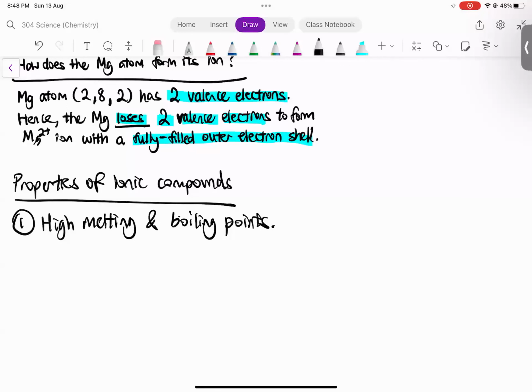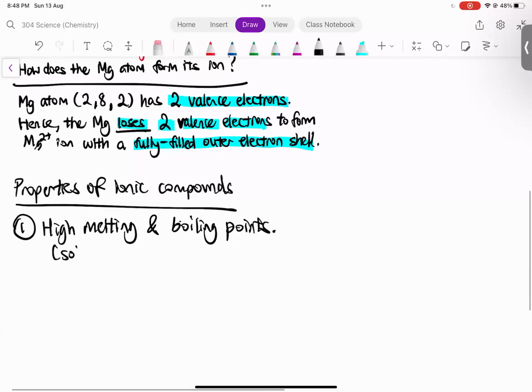Okay, so ionic compounds have high melting points. This means that they are solids at room temperature. Okay, so for example, magnesium oxide that we have just done, magnesium oxide has a very high melting point. Magnesium oxide melts at something like 2000 plus degrees Celsius. It's really high. And you need to be able to explain why.